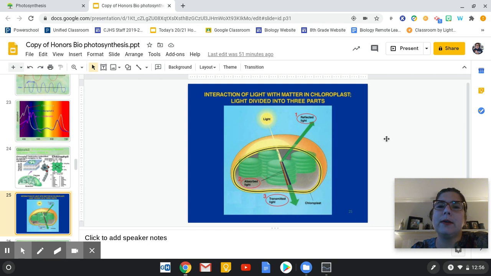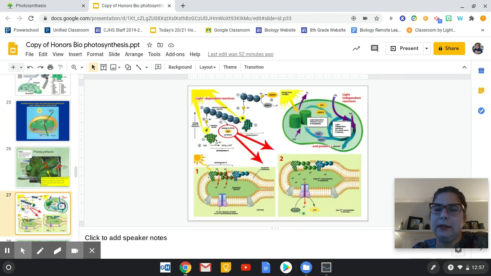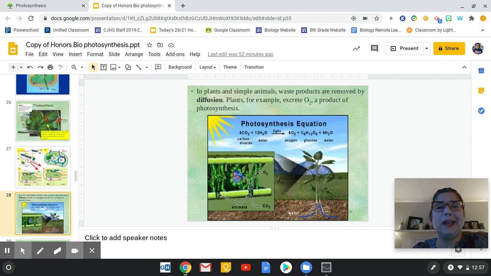Okay, so remember the interaction of light with the stuff in the chloroplast is divided into 3 parts. We have the absorbed light, all of the wavelengths besides green. The green is reflected, and some of it's actually able to go through. Okay, so I'm going to skip this. It's talking about the leaf and the chloroplast in more detail. I am going to go back and skip the slides in it because we're going to come up to it in a minute, and it's just too overwhelming.